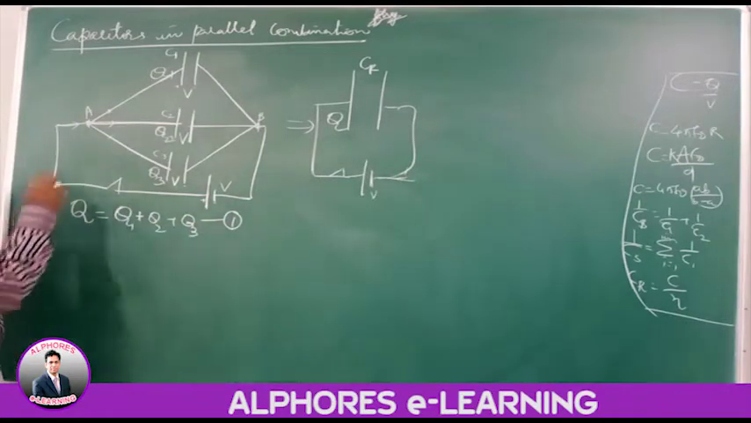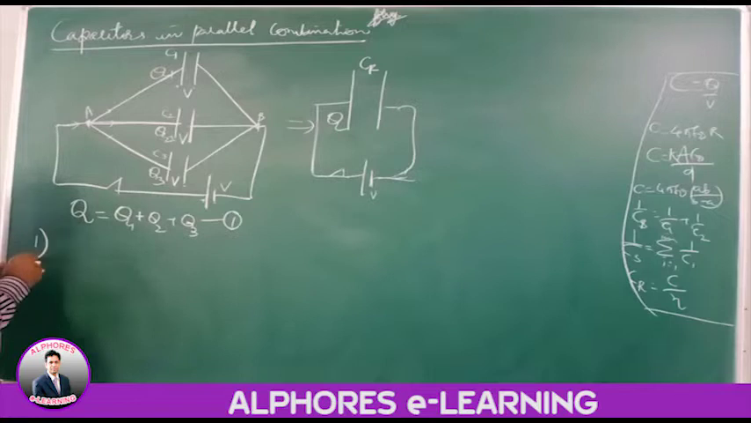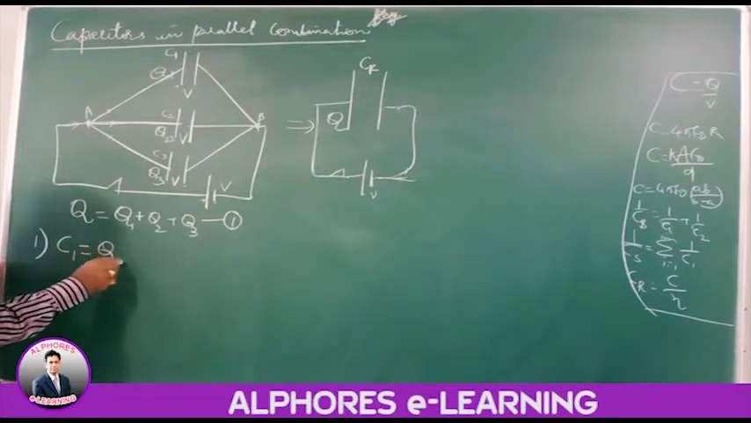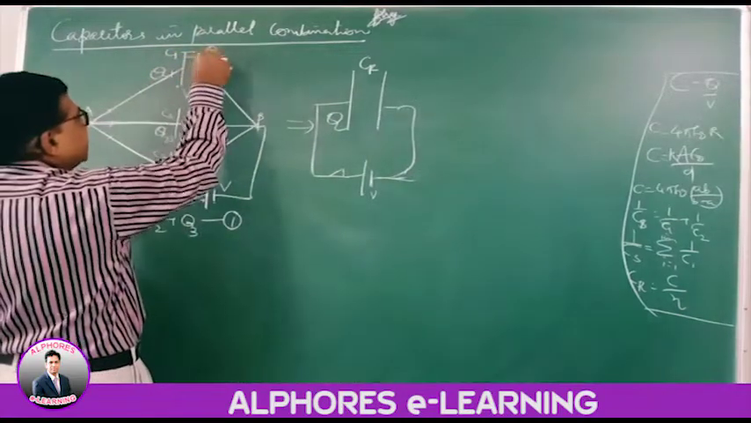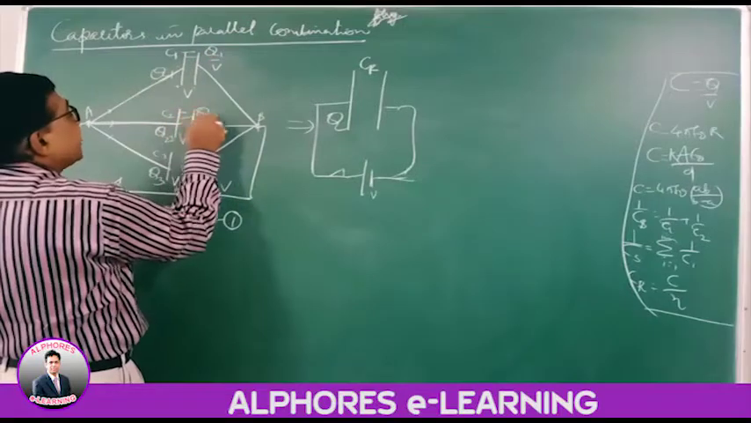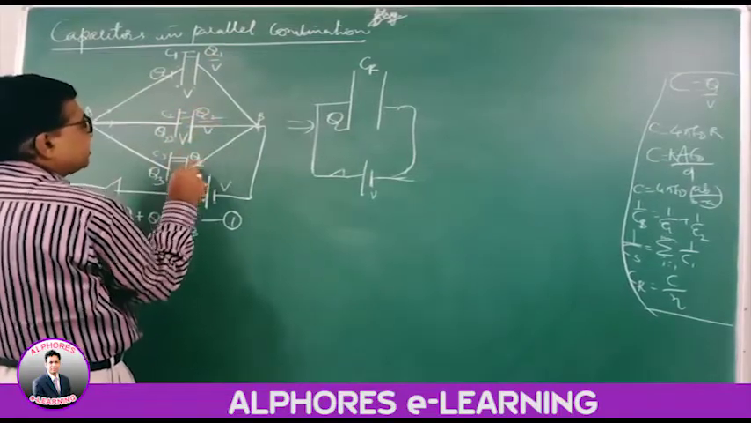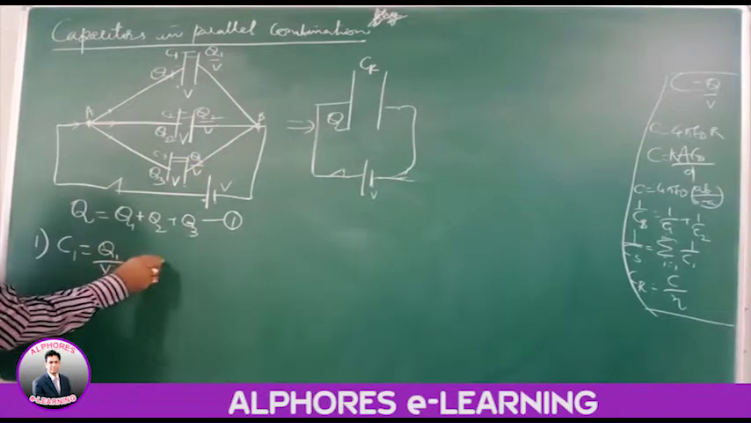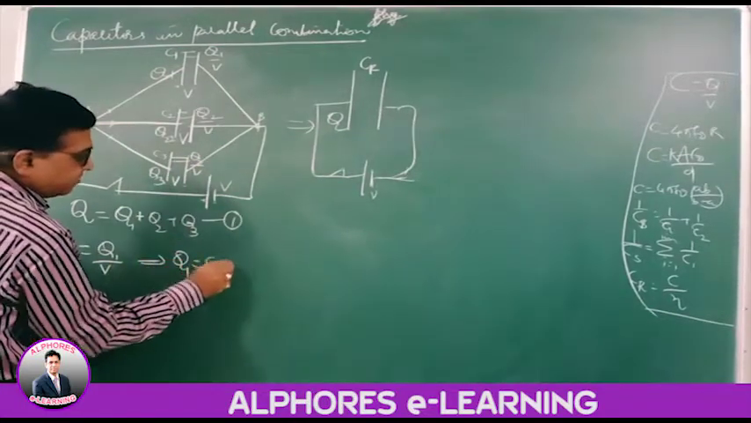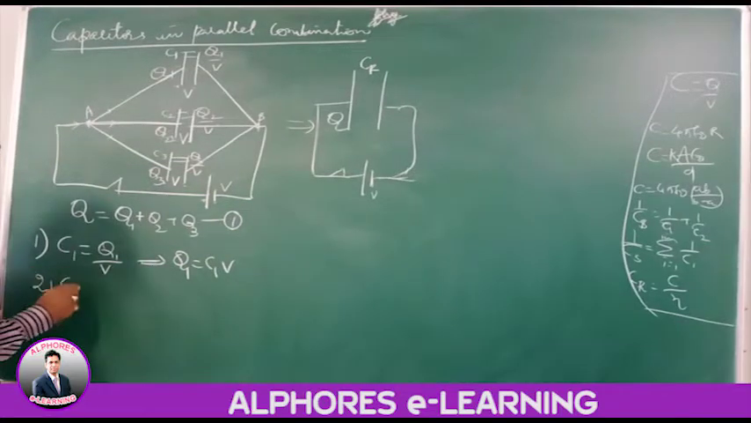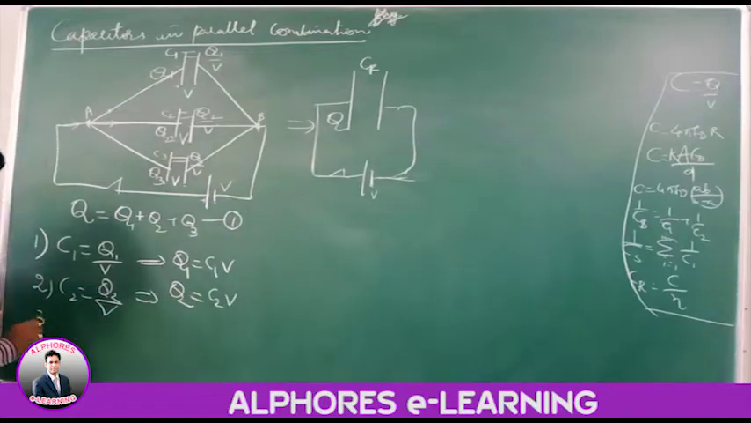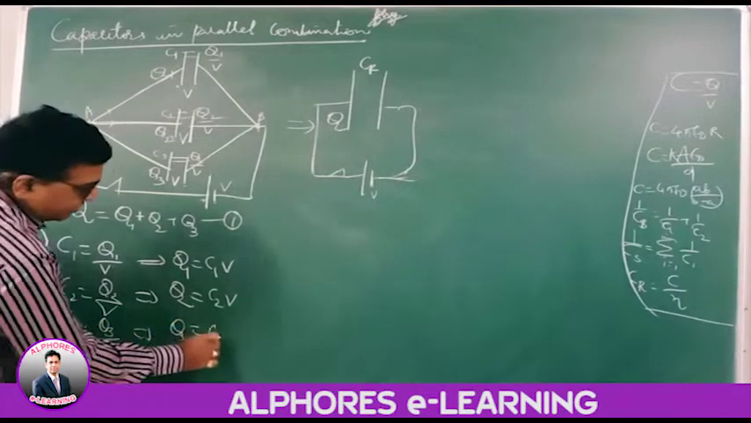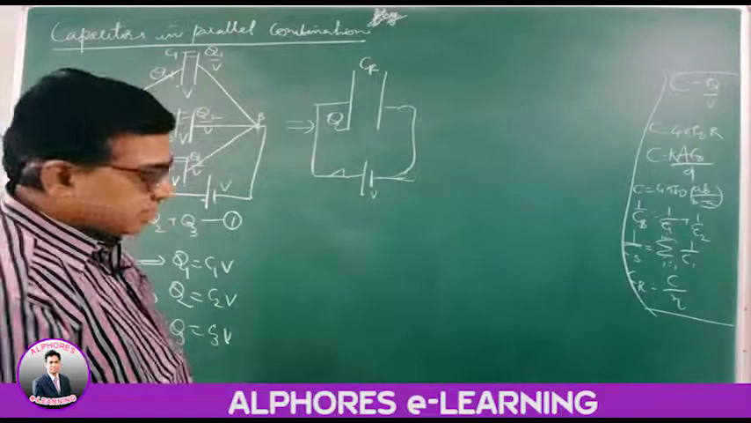According to the definition of capacity, for the first capacitor C1 is equal to Q1 by V. C2 is charge Q2 by V, and C3 is charge Q3 by V. So from this, I can evaluate Q1 as C1V. For the second capacitor, C2 is equal to Q2 by V, so Q2 is C2V. For the third capacitor, C3 is Q3 by V, so Q3 is equal to C3V.